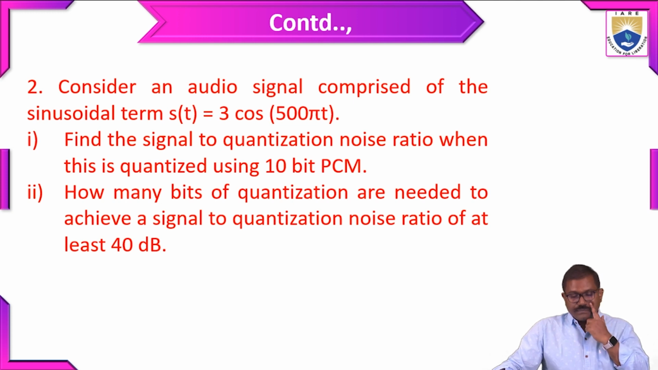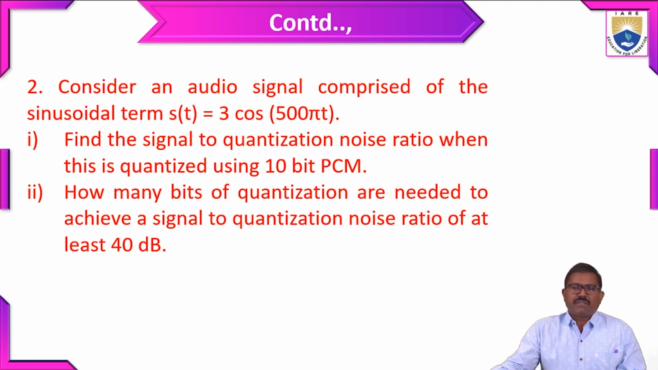So now the second one. Consider an audio signal comprised of the sinusoidal term s of t is equal to 3 cos of 500 pi t. So in this problem, the first part: find the signal to quantization noise ratio when this is quantized using 10-bit PCM. And the second part: how many bits of quantization are needed to achieve a signal to quantization noise ratio of at least 40 dB. Okay.